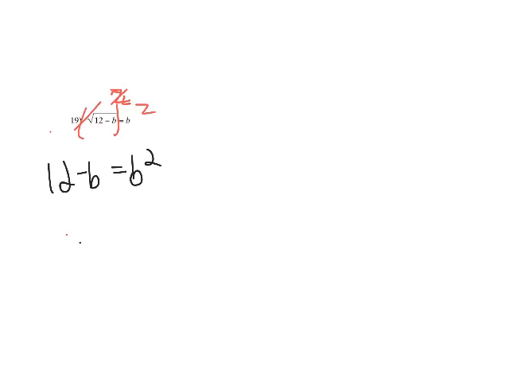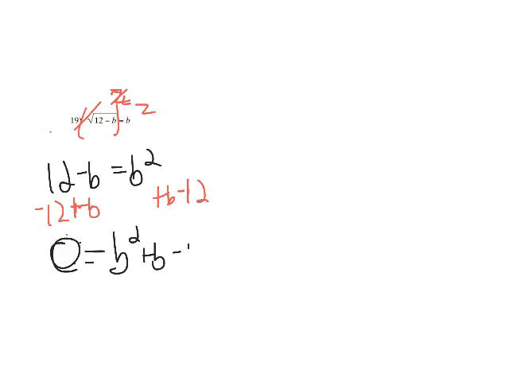So, to solve this, we are subtracting 12. We are adding b to both sides. Adding b, subtracting 12, so we get 0. Okay, 0 equals b squared plus b minus 12.